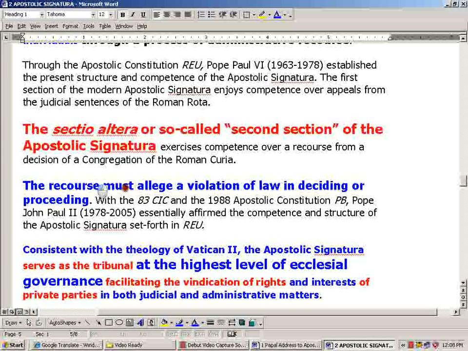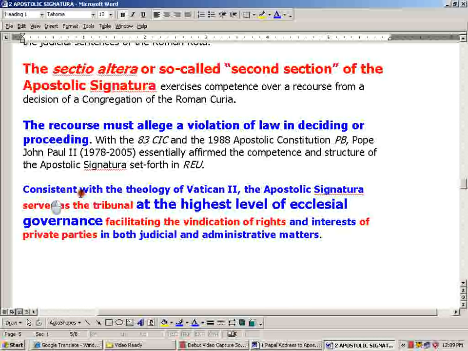The recourse must allege a violation of law in deciding or proceeding. Well, we know they're not following the procedures. All you need to do is look at whatever your civil procedures are, or criminal procedures for that matter. You can find all sorts of errors and omissions, and they won't fix them. They never do. So you point out the section they're not following, and you take it to whoever the referendary is, the referee. Looks like it's going to be the chancellor, and we'll show him the errors in the procedures. The recourse must allege violation of law in deciding the proceeding.